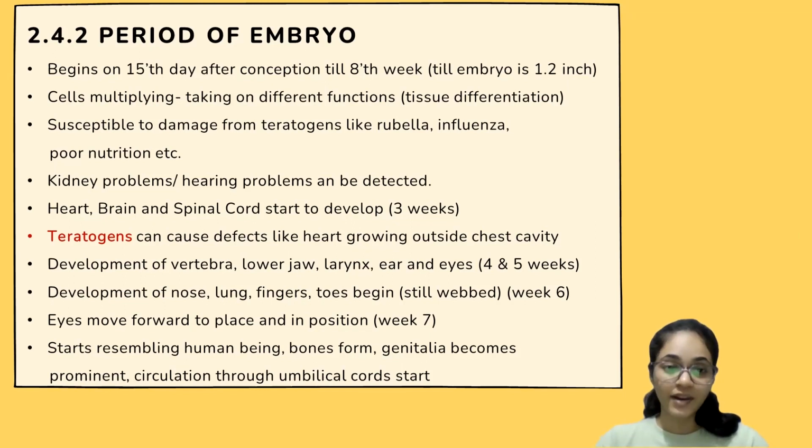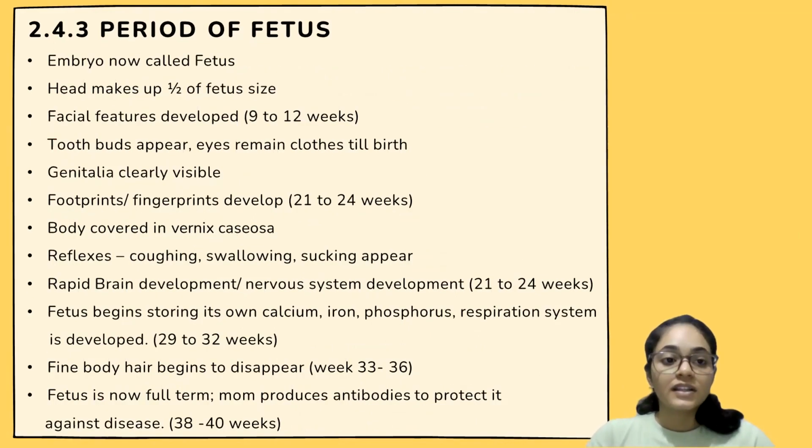It starts resembling a human being. The bones form, the genitalia starts becoming a little bit prominent, and the circulation through the umbilical cord starts. In the period of fetus, the embryo is now called fetus.